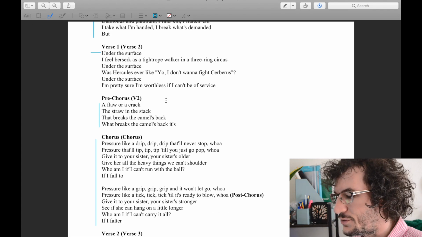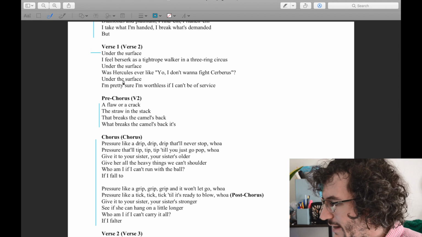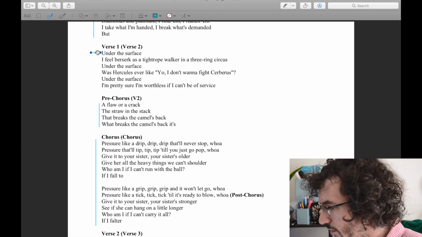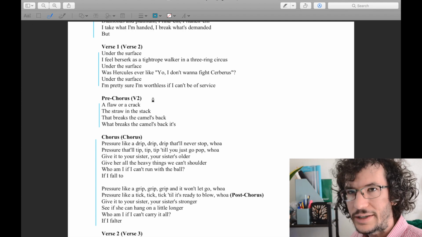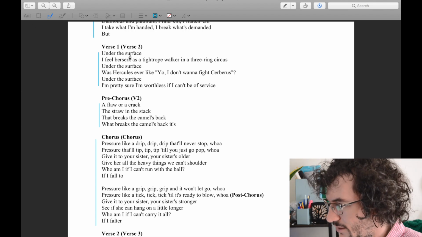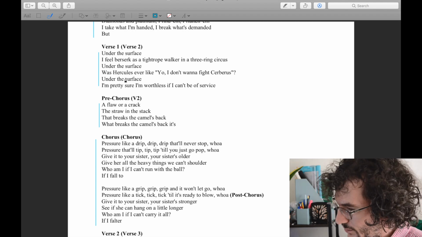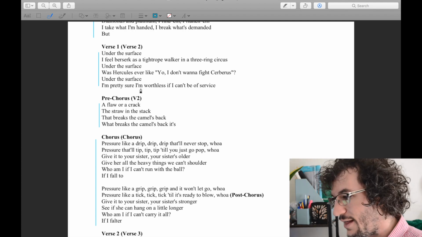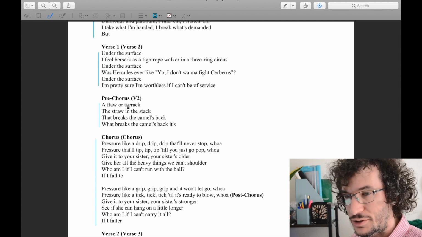A little more evidence for why it doesn't quite fit with the verse is because we have this "under the surface" thing, right? Very, very clearly structured here. "Under the surface," first line. "Under the surface," next line. "Under the surface," third line. And then we get 4 lines that don't have "under the surface."